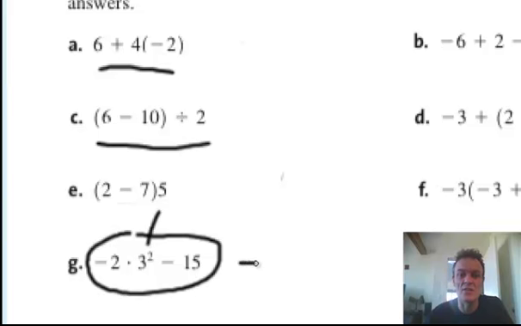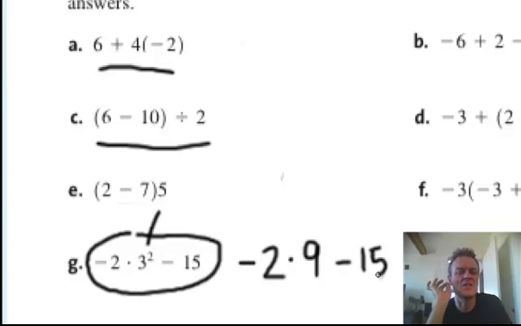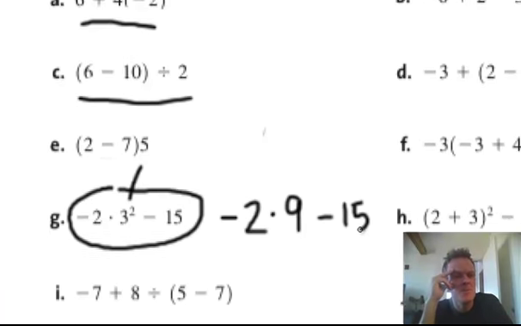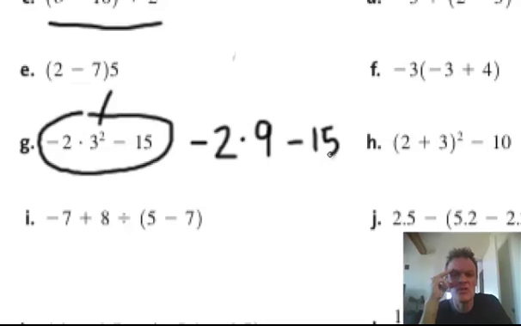So I have a negative 2 being multiplied by, right, now what is 3 squared? 3 squared is 9. And then I will take away 15. There we go. That's it. All I've done is the exponent. What's next? I've got subtraction and the multiplication. Now that is a negative 2 times a 9.